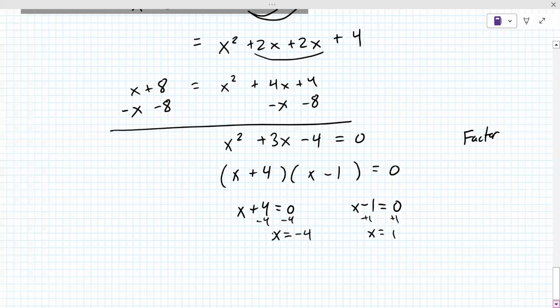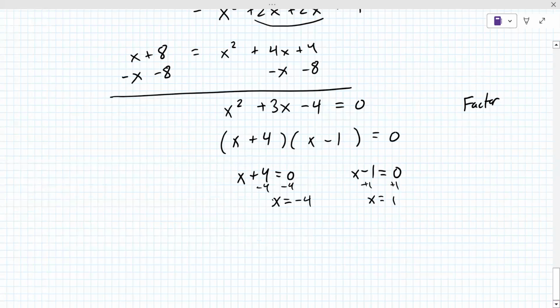Let me write this down. X is -4. Plus 1. Okay. Circle all this.